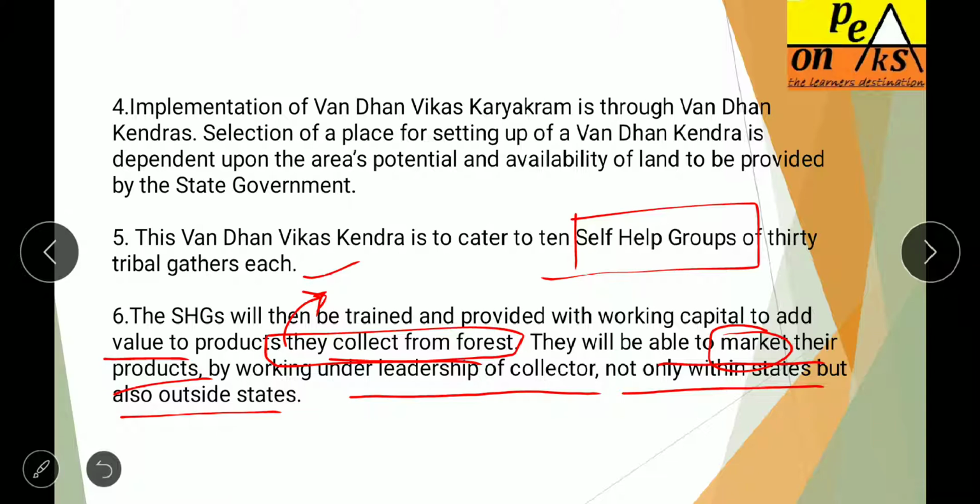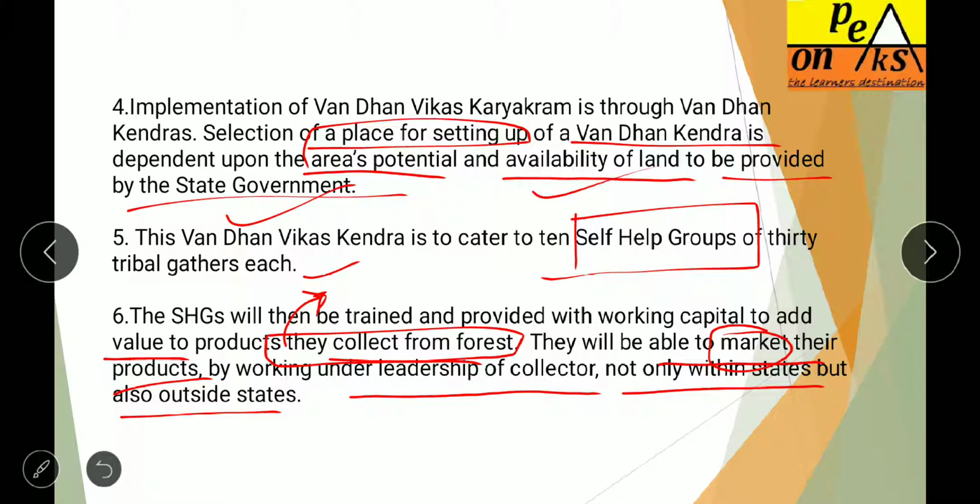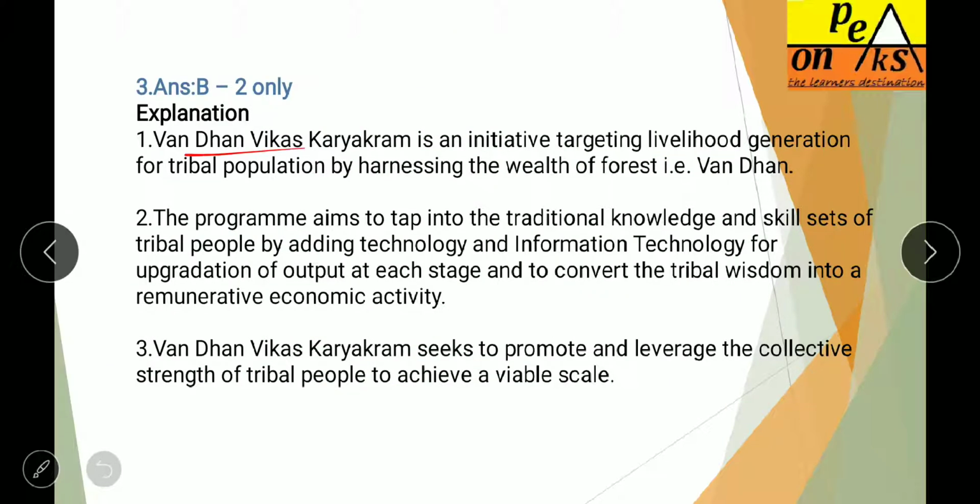Another important point about this scheme is that the Vandhan Vikas Kendra is dependent upon the area potential and availability of the land to be provided by the state government. The selection of the place for setting up these Vandhan Kendras depends upon the availability of land and the potential of the area, that means the minor forest produce potential. And this is about the Vandhan Vikas Karyakram.